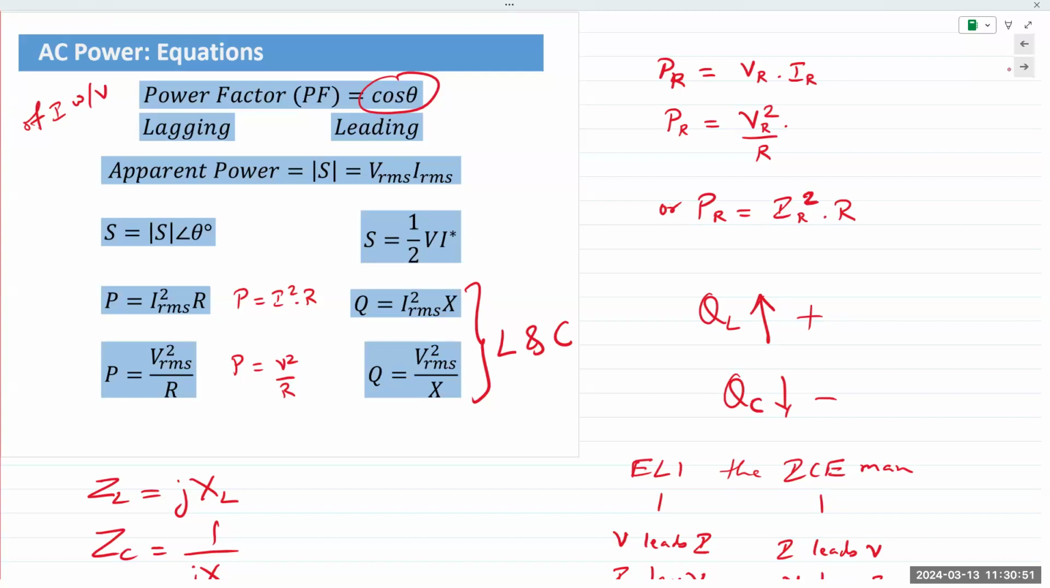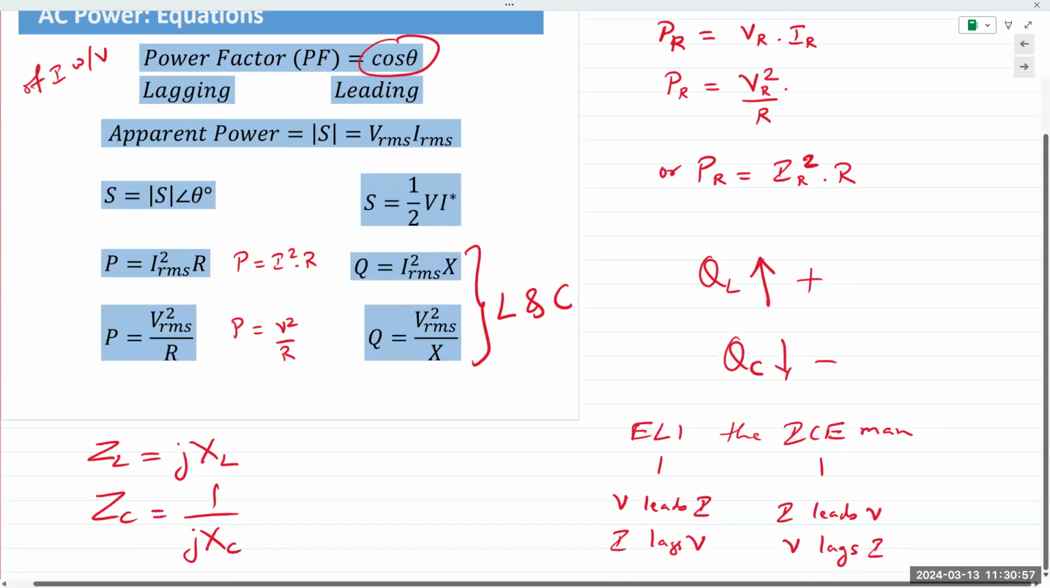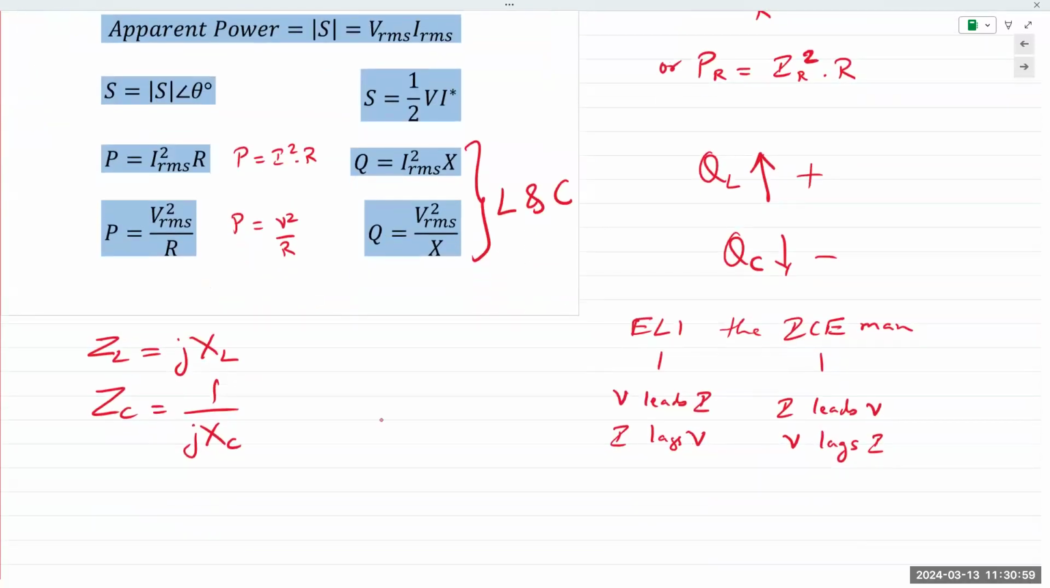So what was I saying? Okay, yeah, cosine of theta. It's expressed as a percentage. The highest value that power factor can have is, of course, cos of 0, which is 1, and described as a percentage, it is 100%. For all other loads, inductive, it'll be less than 100%.